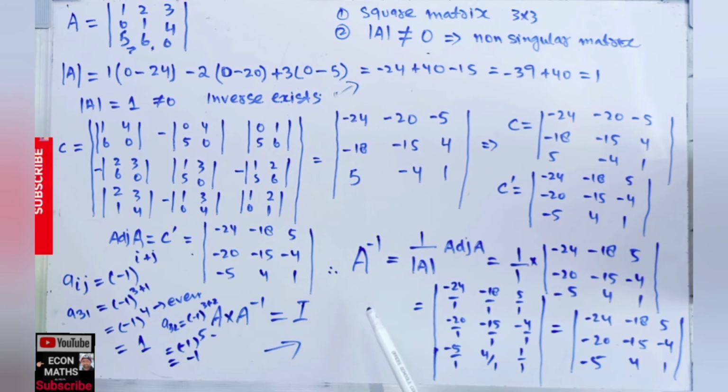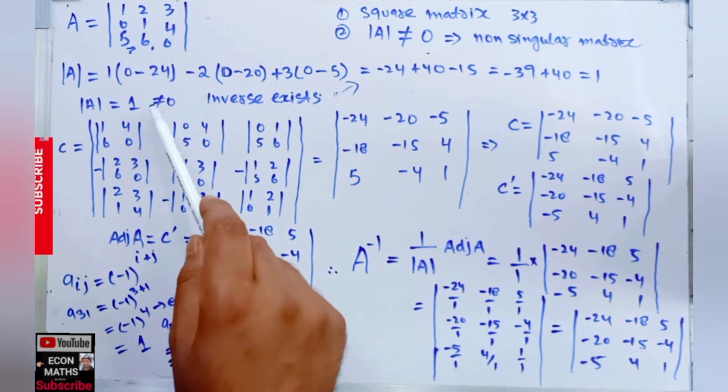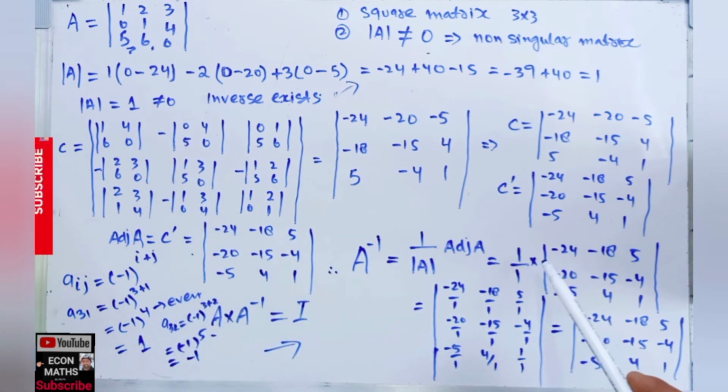Now the inverse is given as 1 divided by the determinant, multiplying this by the adjoint of A. That is, 1 divided by the determinant, which is here 1, multiplied with this adjoint of A. After dividing, we got this minus 24, minus 18, 5, and so on. This is the method of how to find the inverse of a matrix.